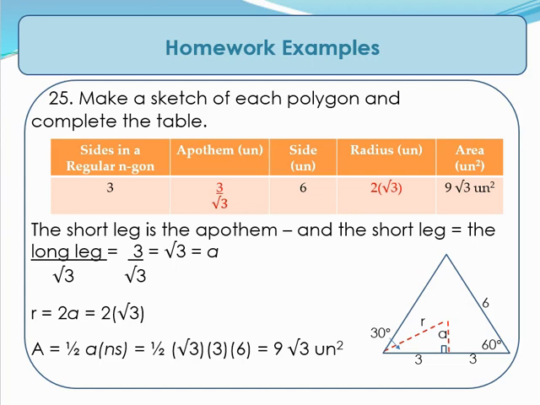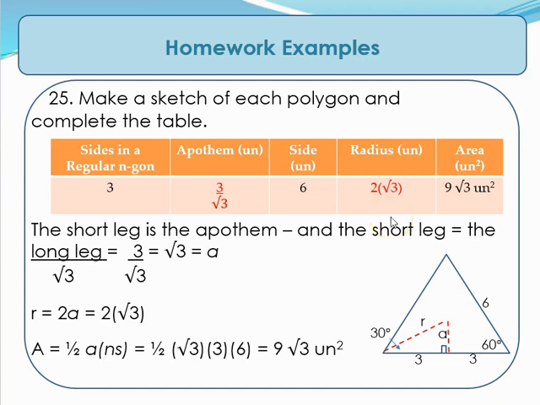Homework number 25 is the beginning of a table. And I wanted you to see how one of these is worked out. I've gone ahead and drawn a triangle. It's an equilateral triangle. It says that there are 3 sides in the regular n-gon, so that's how I know it's a triangle. If it says it's 4 sides, it's a square. If it's 6 sides, it's a hexagon, and so forth.